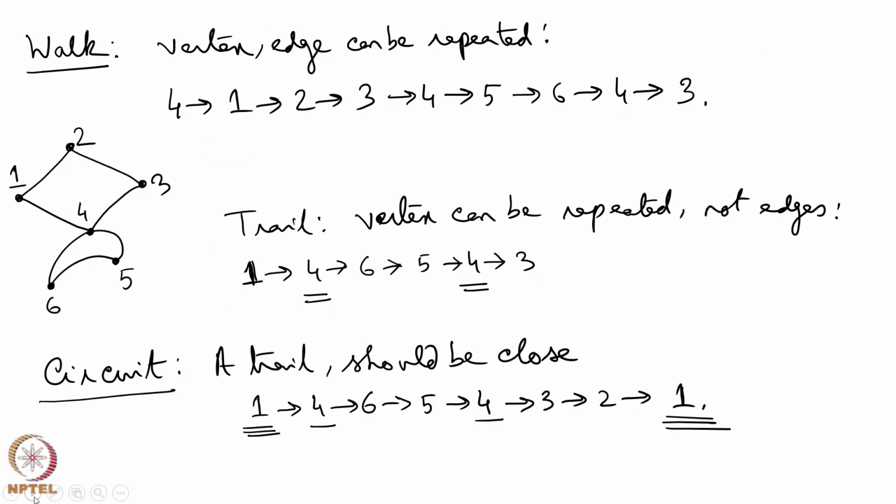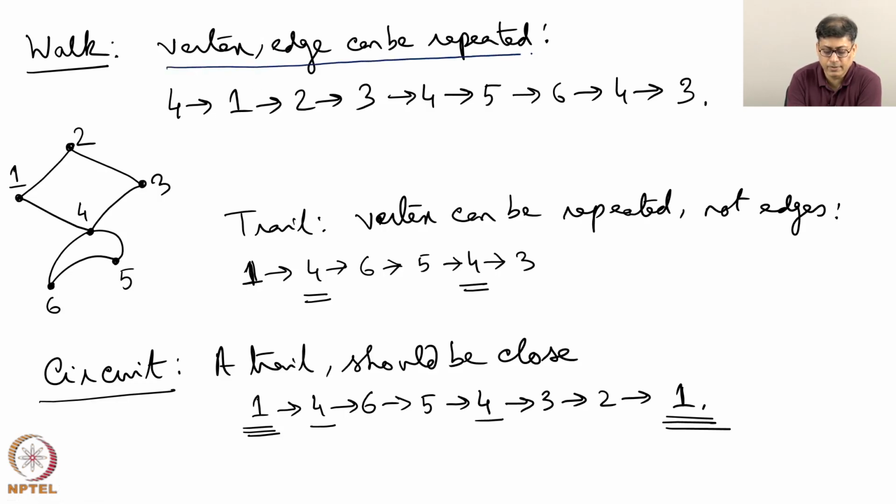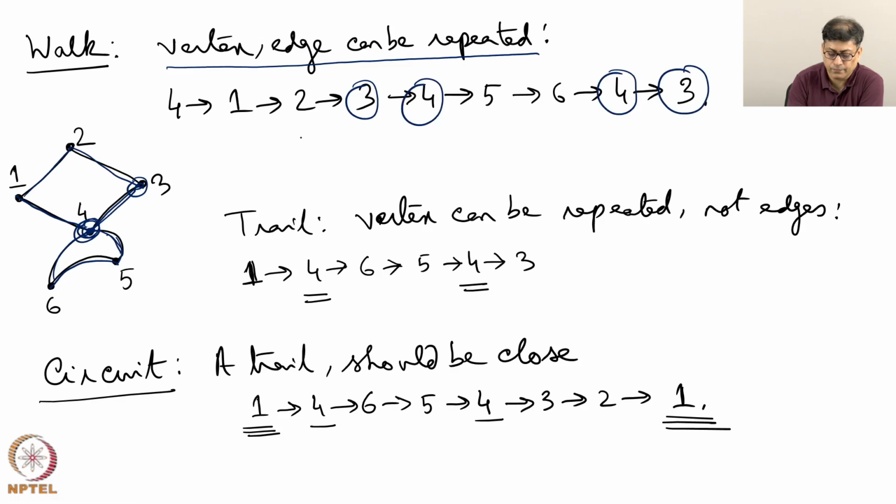Now, let us see a walk. We have taken the same graph as the previous example. Here vertex and edge can be repeated. Start with 4, I go to 1, 1 to 2, 2 to 3, 3 to 4. So, 4 is repeated, then 4 to 5, then 5 to 6, 6 to 4 again. So, 4 gets repeated and then again 4 to 3. So, we have repeated 3, we have repeated 4, and this repetition is acceptable in the definition of a walk.